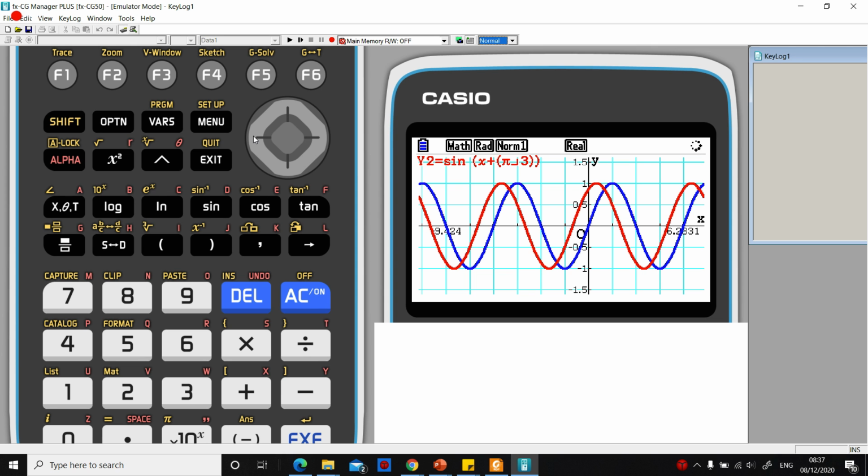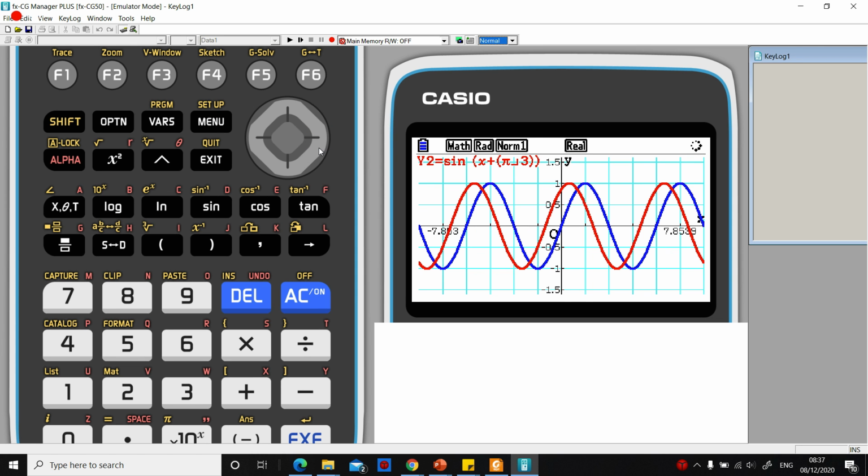So if you're confused which one's which, you can see that the red one is the sine x plus pi over 3. You can see what's happened to the red one, it's been shifted. Okay, and if you want to know where the intercept is, you do Shift G solve and intercept. Y-intercept will tell you the y-intercept. It also tells you the roots of the equation. You choose a root, you choose an equation. It will tell you the roots of the equation, where it is.